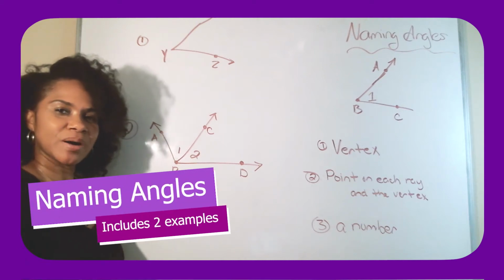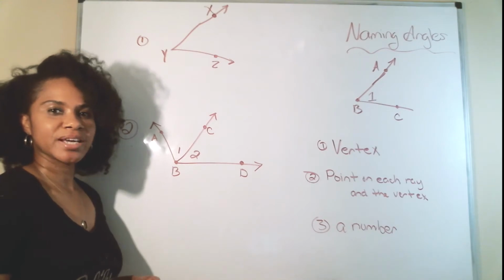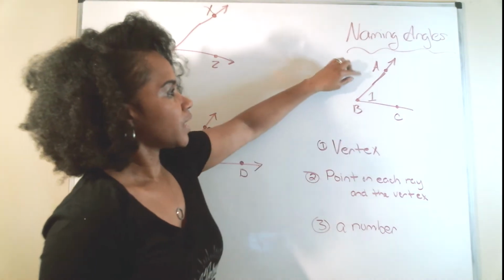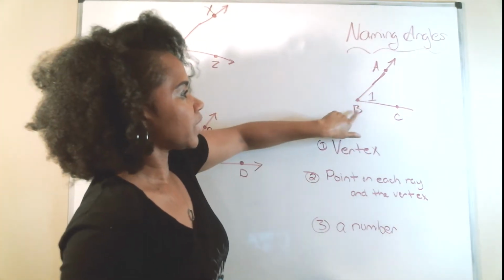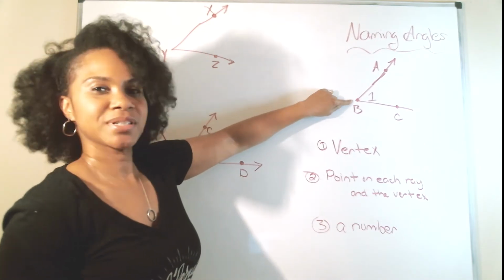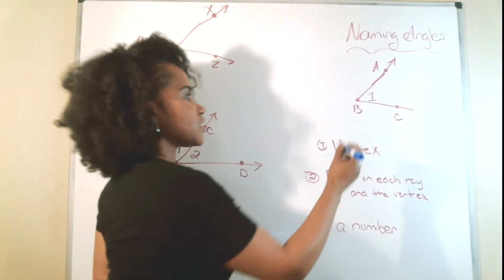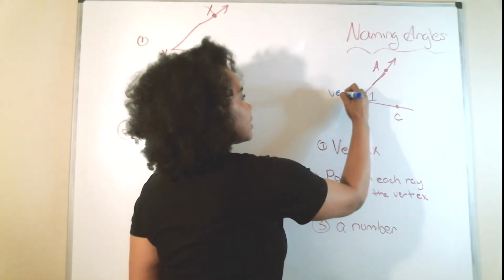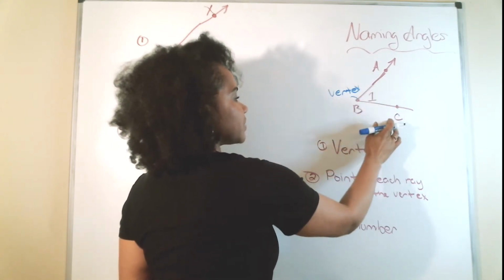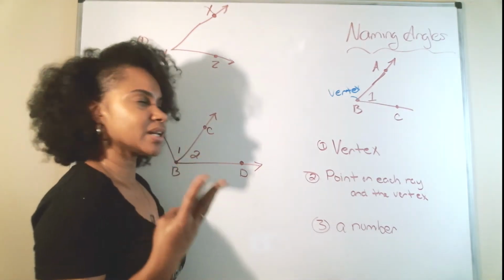In this brief video, I'm going to show you how to name angles. An angle is simply two rays that share the same endpoint. Right here we have an angle. We have ray BA and ray BC. They share this endpoint, which is B. The point at which the rays meet is called the vertex. So B is the vertex of this angle because that is where the two rays meet. Now, there are three ways to name an angle.